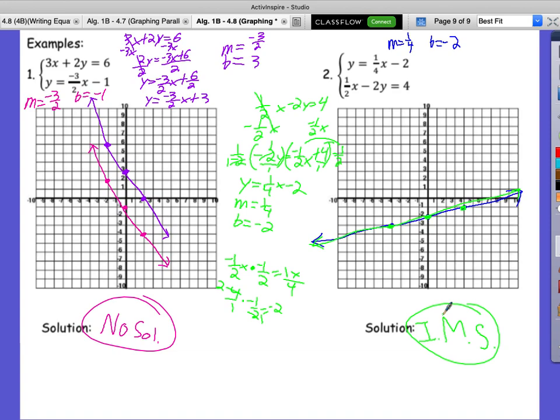Everybody attention up here. Last part of notes and we're done. Did we get literally the same equation? Yes, we did. It was the same, it's IMS. Now, if you look at the first one, did we get 100% the same equation?